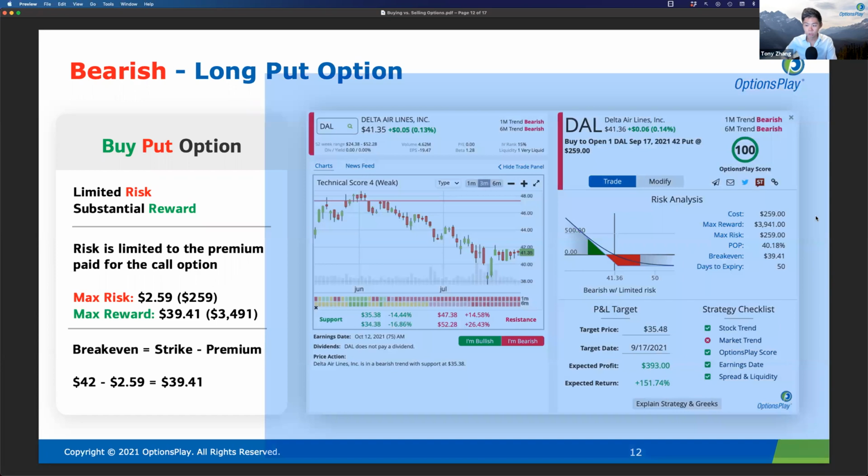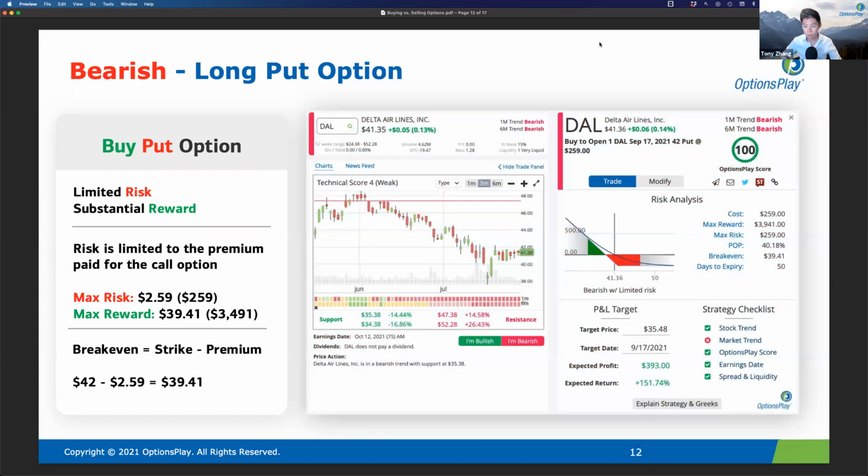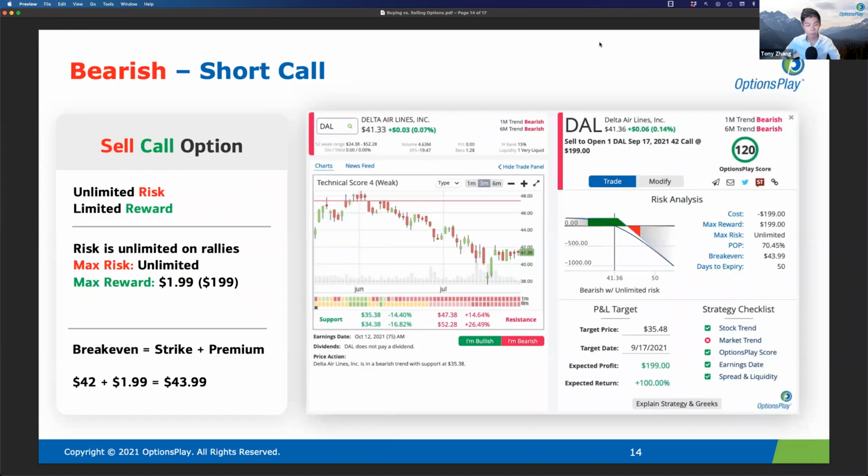Perfect. Okay. So like I said, this pattern should start to make a little bit more sense as you learn a long call and a long put. And then what we're going to do is we're going to lastly look at a short call. Very similar to the short put, just the opposite in terms of a mirror image.